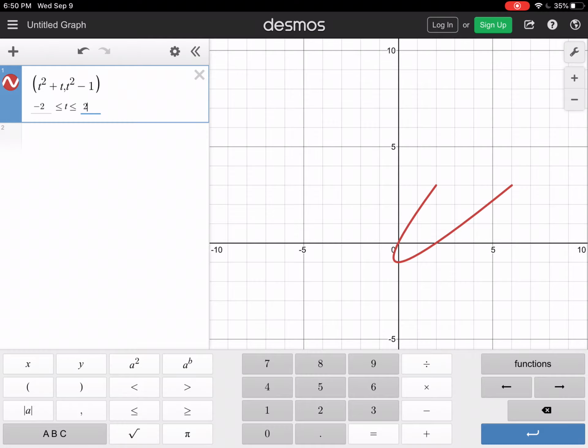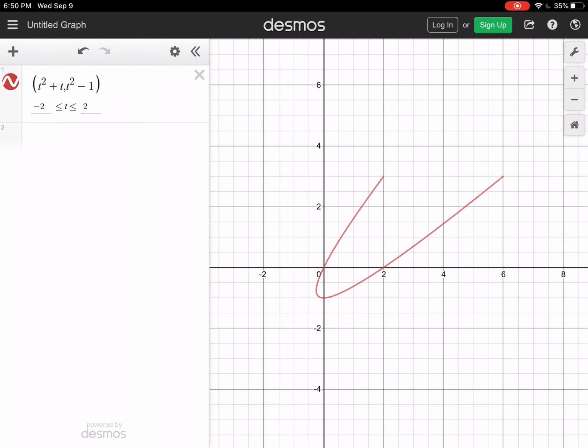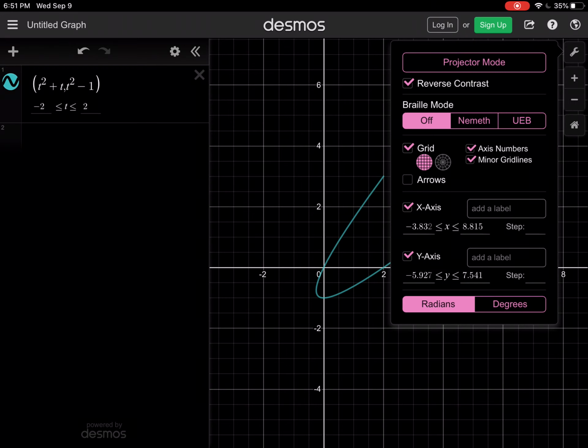Can I highlight something on here? No, not exactly. Can I annotate? No. I can reverse the contrast.